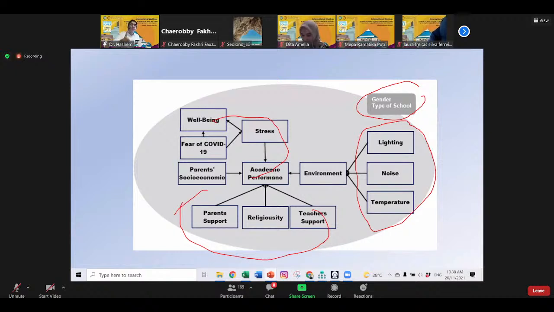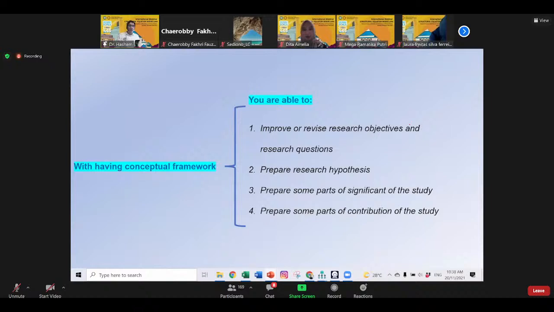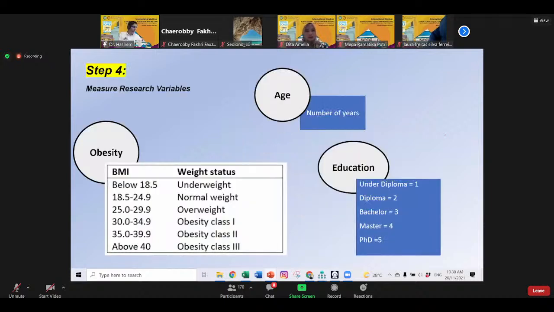If I have this, I can come up with everything: statement of the problem, research question, research objective, hypothesis. I can even get some discussion, right? So with a conceptual framework, you can prepare the objectives and research questions, prepare the research hypotheses, prepare some part of the significance of the study, and prepare some part of the contribution of the study. As I said before. Now we go to step 4.